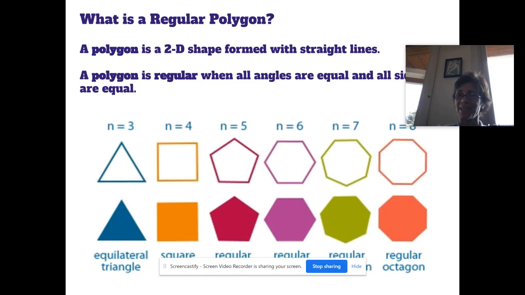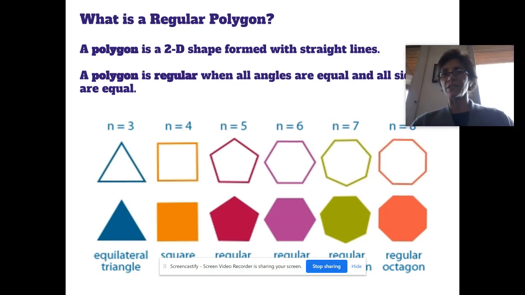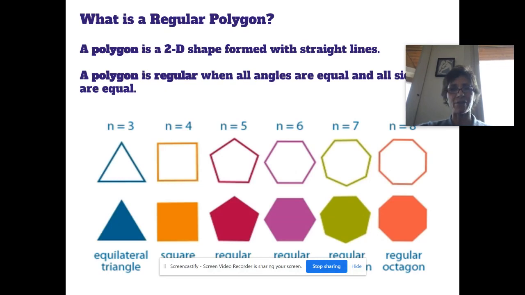I have a question. Is a rectangle a polygon? Yes. A rectangle is a polygon. Is a rectangle a regular polygon? Think about it. If you answer no, you are right. A rectangle is not a regular polygon. The angles are the same, but the sides are not. We know opposite sides are the same, but a rectangle has two long sides and two short sides. So it's not a regular polygon.